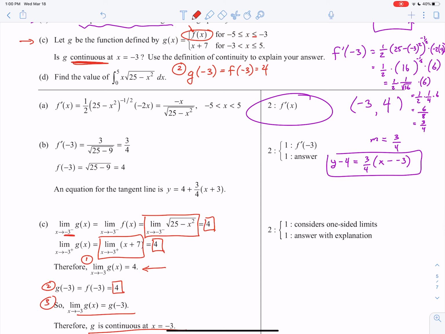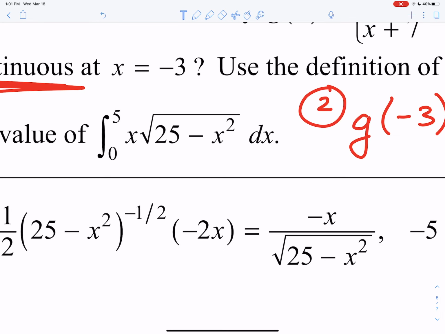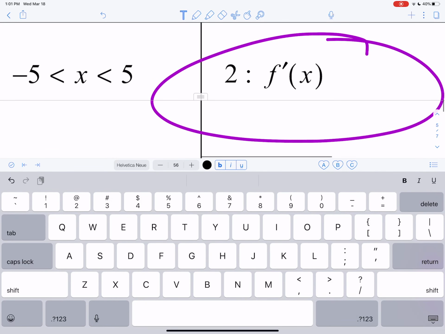Part D, last one. Find the value of this integral. Okay? Very random, but really, again, they're testing you on your analytical skills. Right away, I notice that there is a function inside of a function. There's no way that I could integrate this just simply. But I do notice that the 25 minus x squared is inside of your square root function.